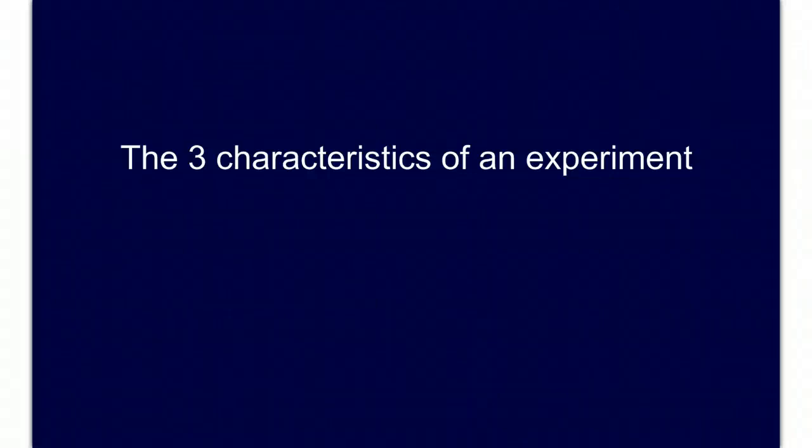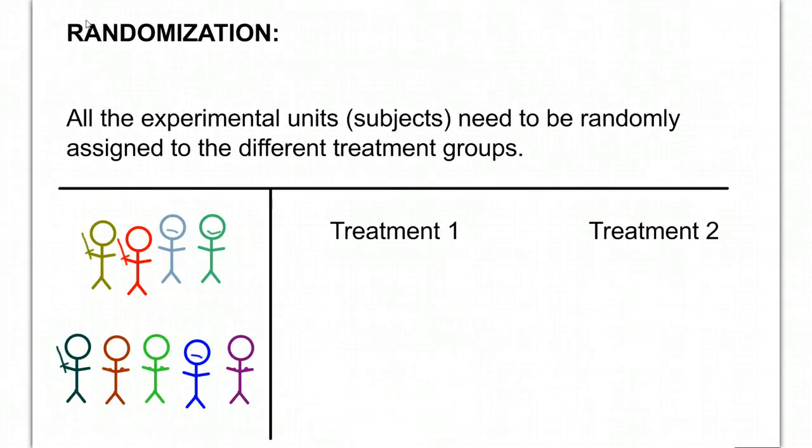There are three characteristics of every experiment that are very important to make sure that we have. The first one is randomization.